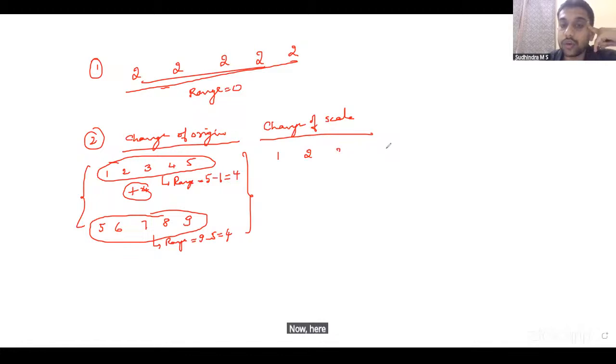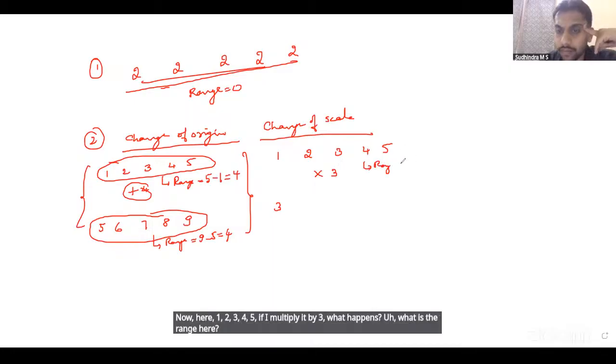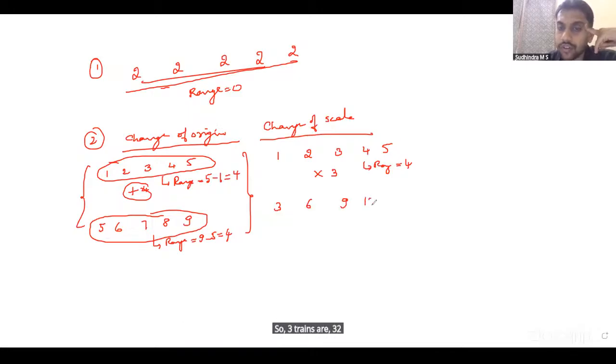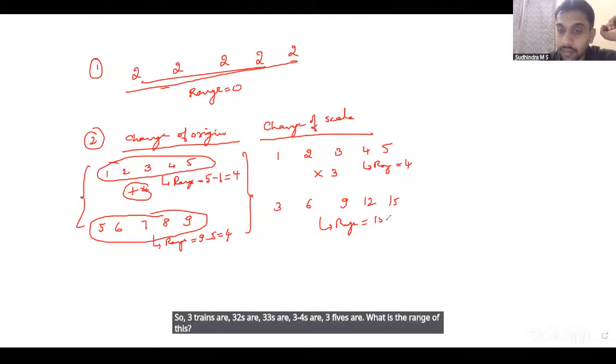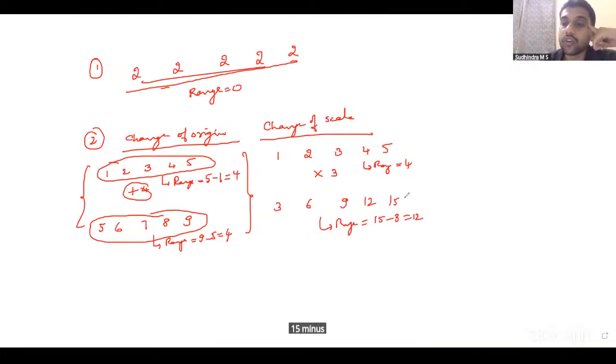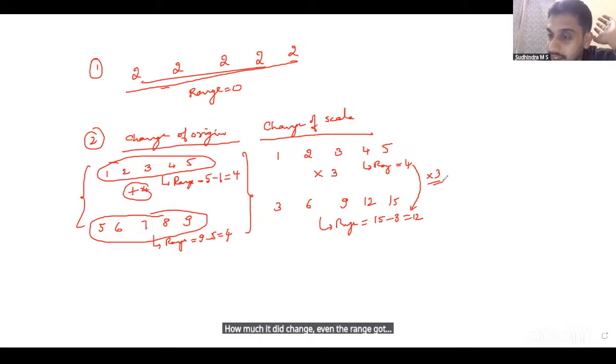Now, here 1, 2, 3, 4, 5. If I multiply it by 3, what happens? The range here is 4. So 3 ones, 3 twos, 3 threes, 3 fours, 3 fives. What is the range of this? 12, 15 minus 3. Very good. So what happened? The range also got multiplied by 3. So range gets affected by change of scale in the same proportion.